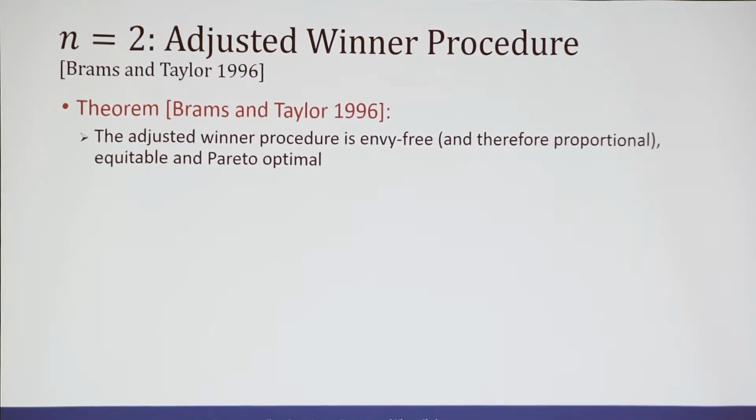Proportionality is easy because it's impossible to give each agent less than half because of the way we ordered the goods. And we know that for n equals 2, proportionality actually implies MV freeness. And Pareto optimality again follows because of the way we ordered these goods. Okay. So this is nice for n equals 2. You might want to extend it beyond n equals 2.